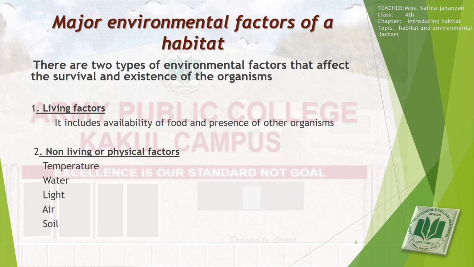In the third point, we are going to discuss light. In any habitat, light is very important. Students, we know that without light or sunlight, plants cannot make their food. There are some animals which cannot live without light. So the presence of light is very essential to any habitat.